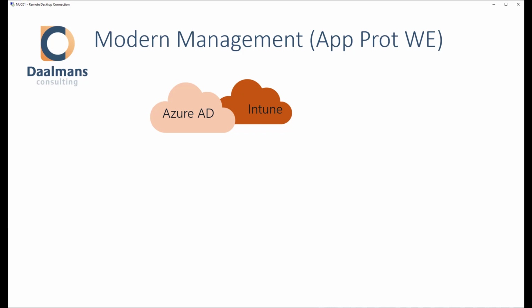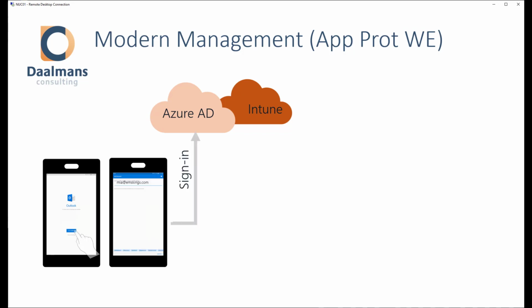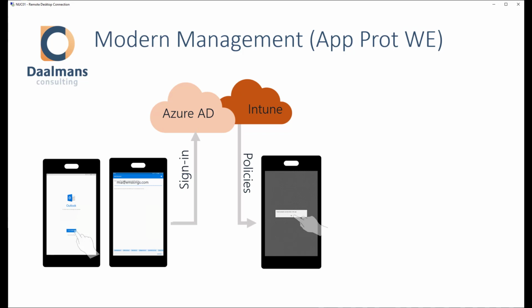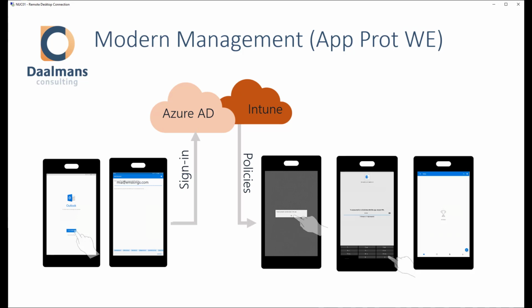So how does this work? We have on one side Azure AD and Intune, and Azure AD takes care of the authentication process. Is the user trying to log on really the user? And after the authentication is completed, Intune will push down the policies and manage the apps. Add a PIN, maybe use facial recognition to log on, and so on.